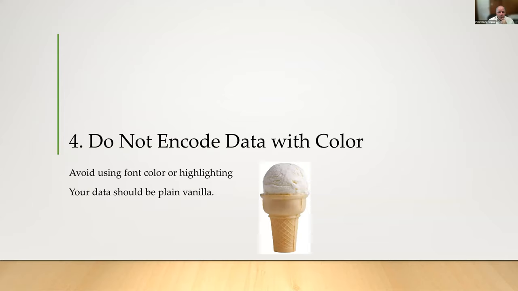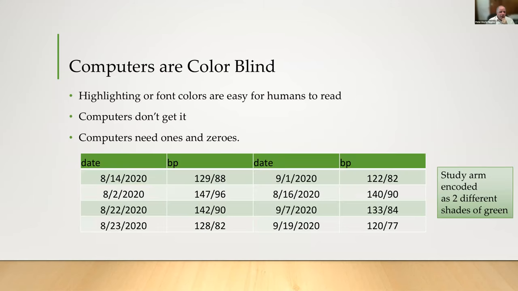Don't encode data with color, even though Excel encourages that. Avoid using font color or highlighting. Your data should be plain vanilla. Highlighting or font colors are easy for humans to read. Computers are colorblind. Computers need ones and zeros.